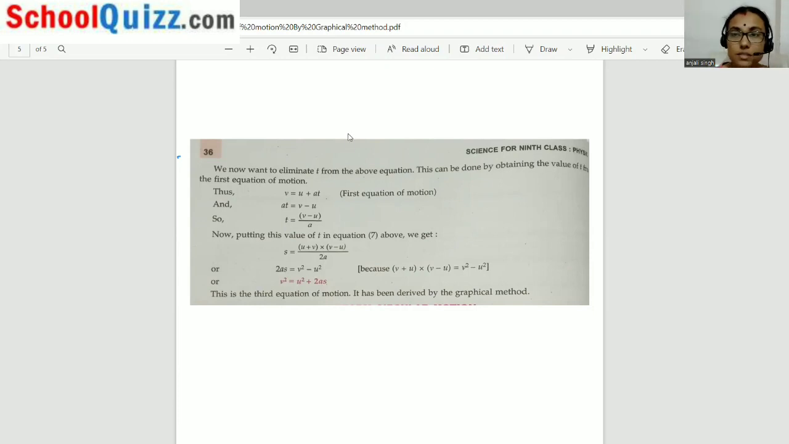So students, this is the third equation of motion. We completed the first, second, and third equations of motion by the graphical method. So students, please read it, revise it, and practice it at least 2 to 3 times. After that, do it by yourself. Don't see the book and don't see the solution, because this is a very important question. Definitely it is going to come in your exam, and I think mostly the second equation of motion comes in the exam.